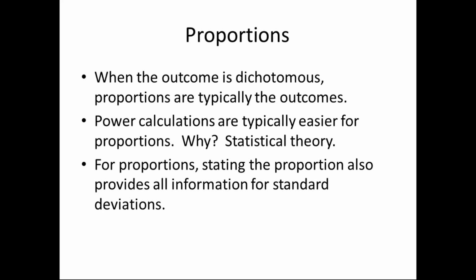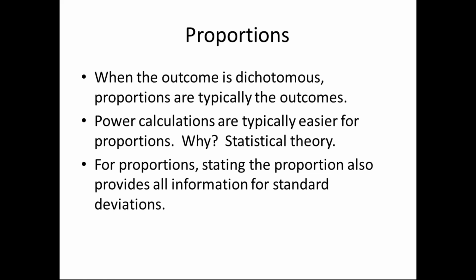Proportions, changing the game. When the outcome is dichotomous, proportions are typically the outcomes. Yes, no. Now, please understand something. People come to me and go, it's so much easier. I got the continuous. I want to dichotomize it. No, you don't. No. Sample size on categorical outcomes, much higher, always, than you giving me a continuous outcome.